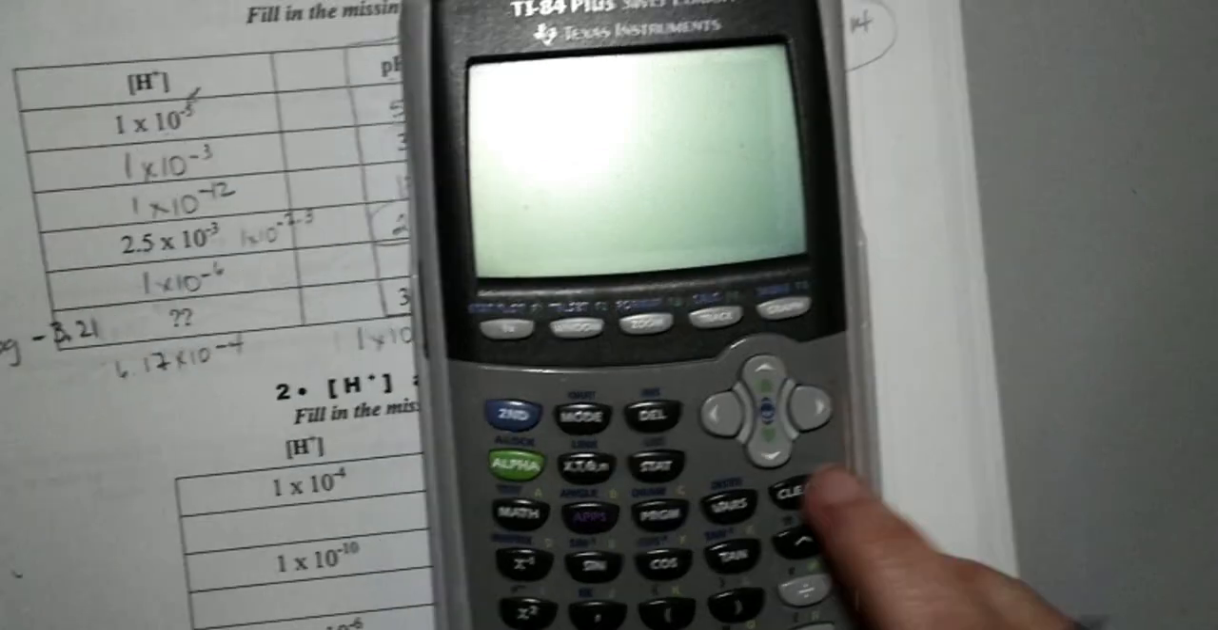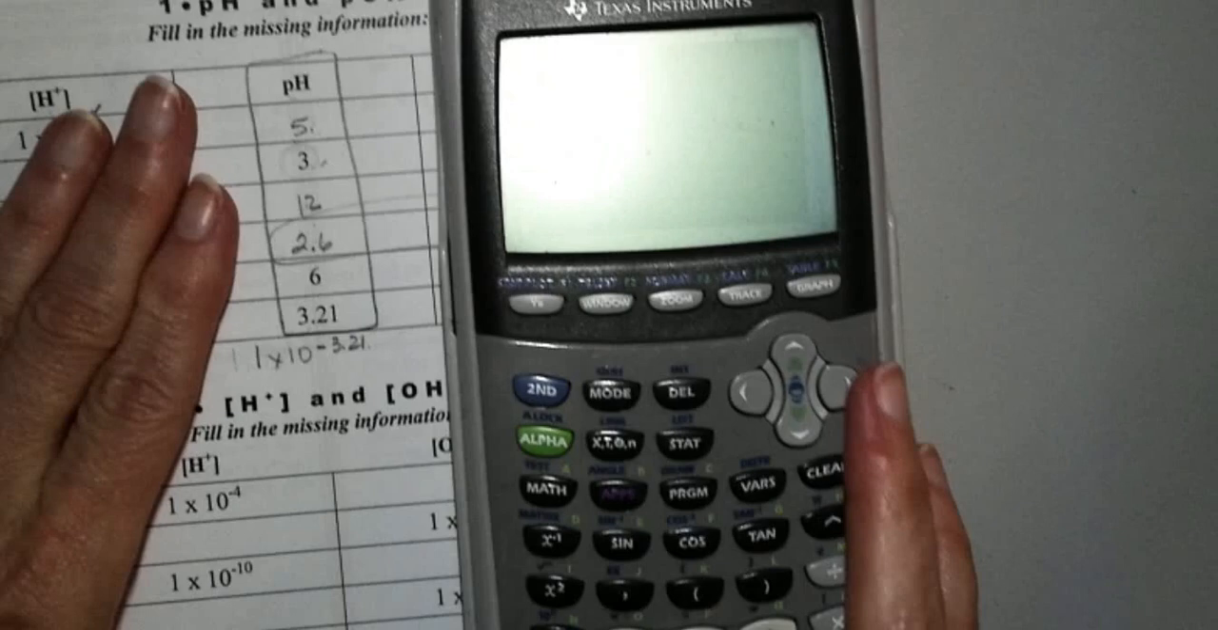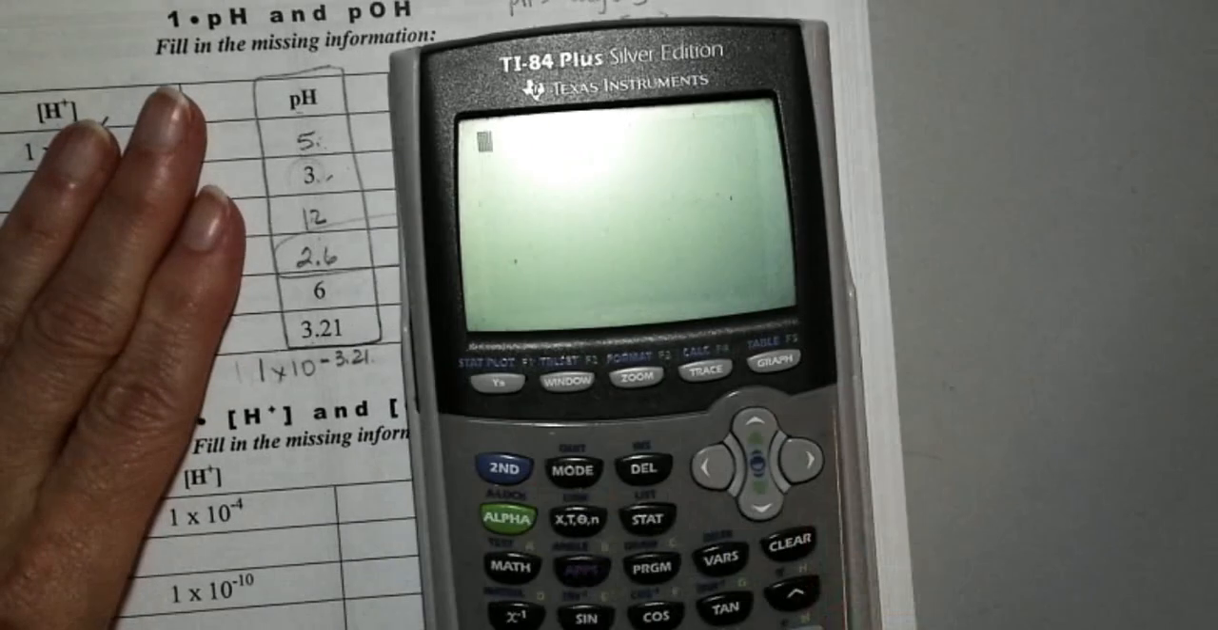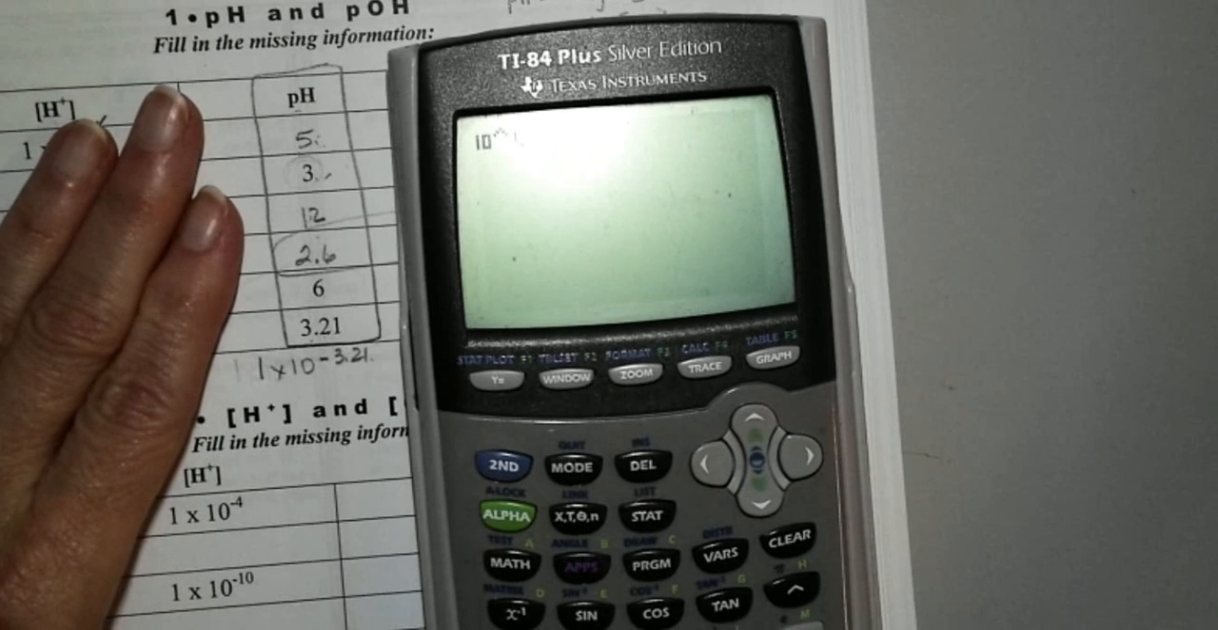So if I want to do this, second log, that's the inverse, what you were saying, the inverse log of negative 3.21. Did you do that? Yeah. So it's second log, negative 3.21, and that gives us 6.17 times 10 to the negative 4.